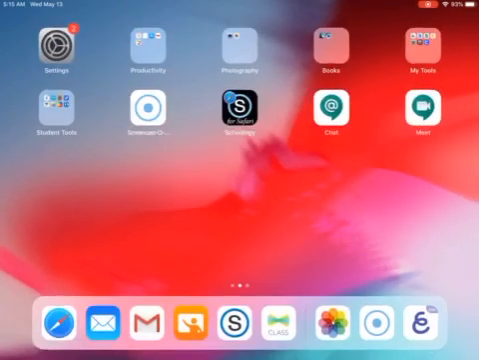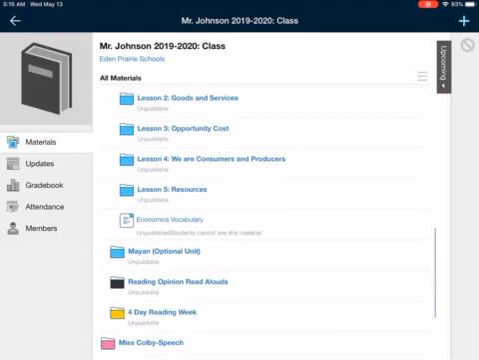Here we are for our next economics lesson today. So we're going to be doing lesson 2, goods and services. We got to learn a little bit about what goods and services are in the last lesson. Today we're going to get to do even more.